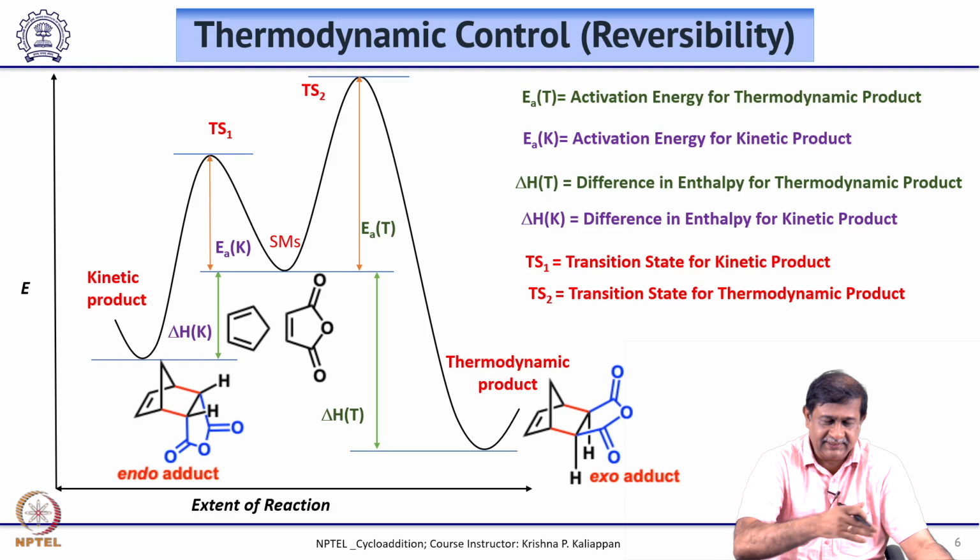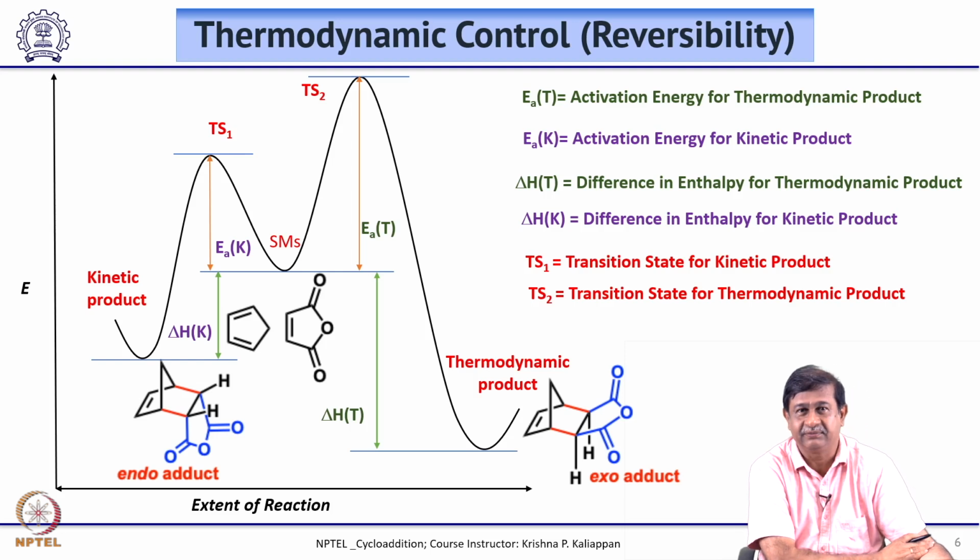This is again the same potential energy diagram as I have discussed earlier for the other Diels-Alder reaction between a diene and acrylic acid.